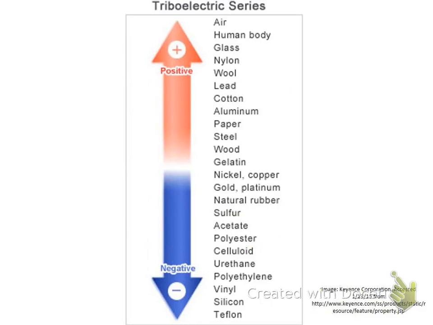But if instead I rub, let's say, polyester with silicon, the polyester will become positively charged because it's closer to the positive end of the spectrum than the silicon is.